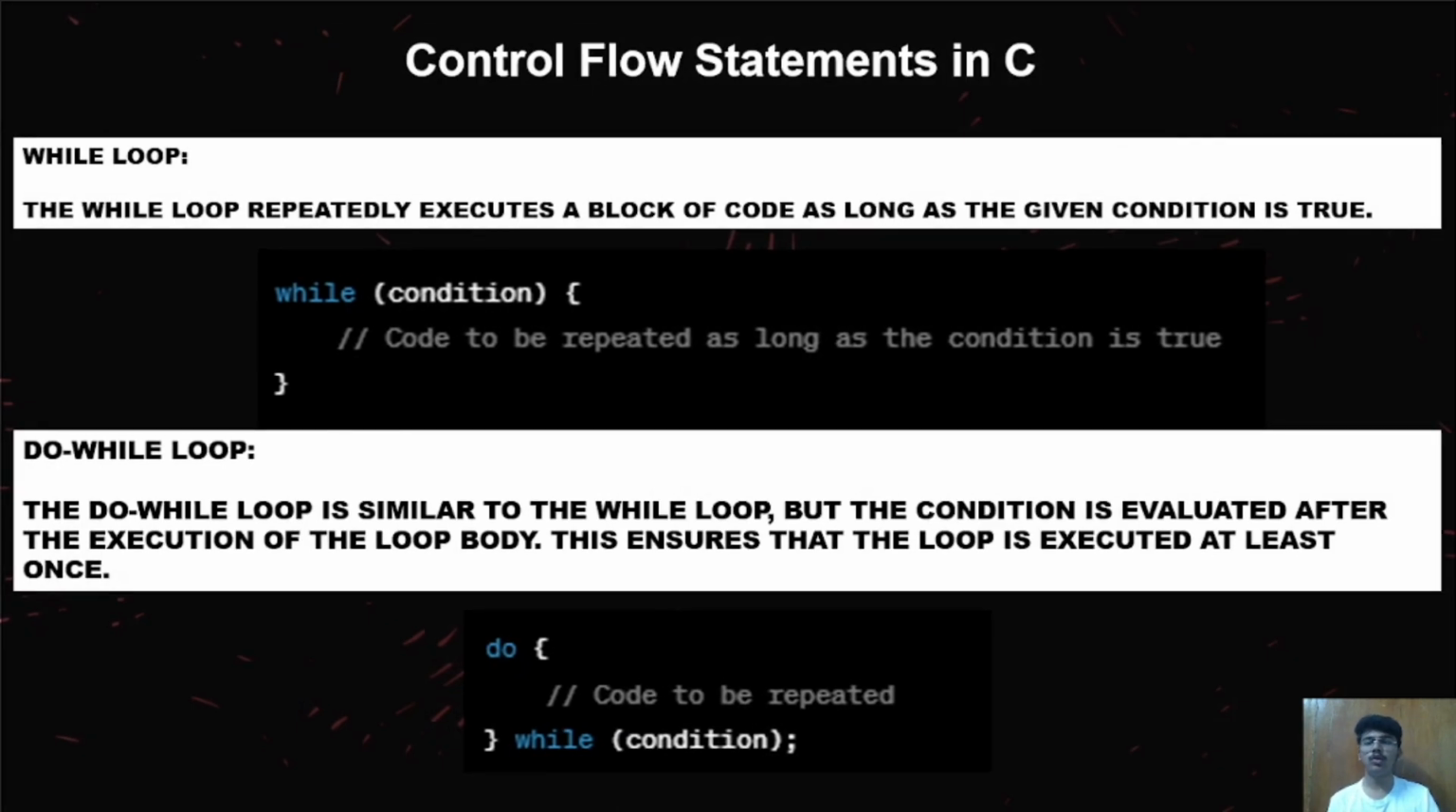While loop. The while loop repeatedly executes a block of code as long as the condition is true. Syntax is given below. Do while loop. The do while loop is similar to the while loop, but the condition is evaluated after the execution of the loop body. This ensures that the loop is executed at least once.